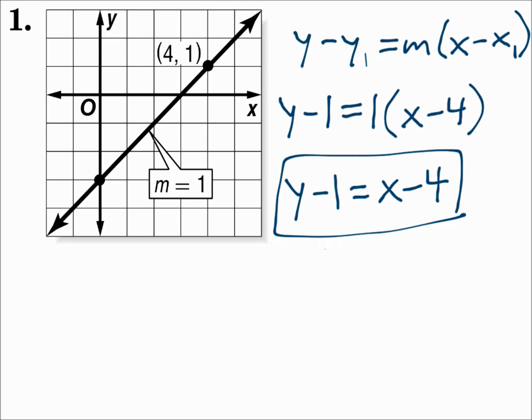Notice also, in your final answer, y1 was 1, and in the final answer it has a negative 1. x1 was 4, but in the answer it's a negative 4. The signs on your x and y will be the opposite in the equation as they were in the actual point. So it's a good way to check yourself. Always remember, they're going to have the opposite sign.